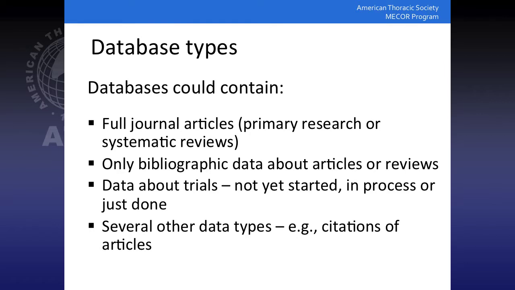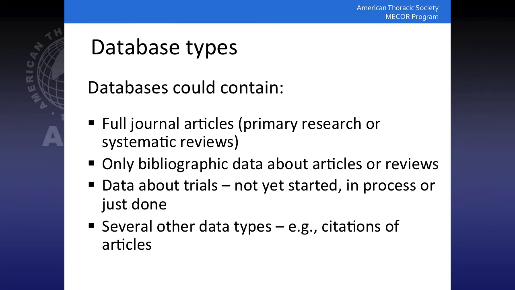Let's move on a little more to the types of databases. We had just mentioned PubMed, but there are other types of databases. So these databases could contain either full journal articles, which could be primary research articles or systematic reviews or a combination, or only bibliographical data about articles or about reviews. It could be a database which has data only about trials, trials which have not yet started, in process or just completed.